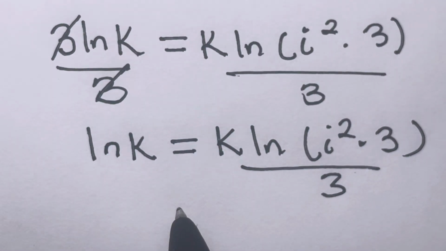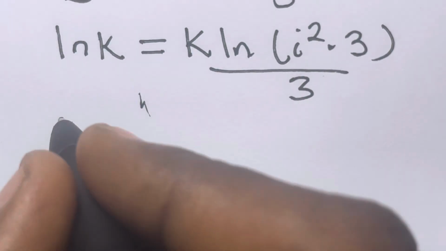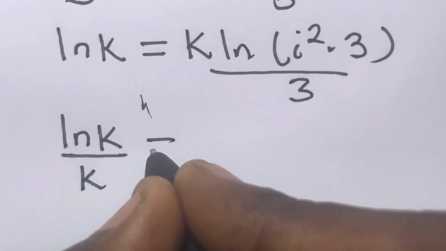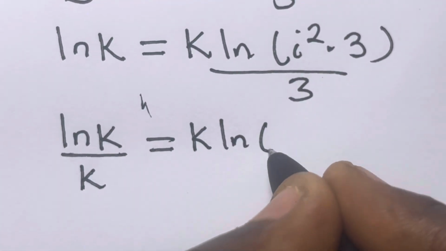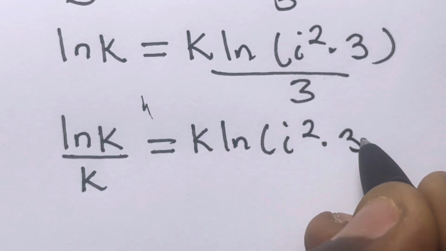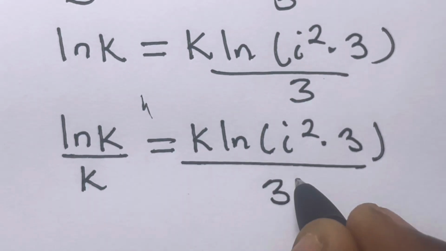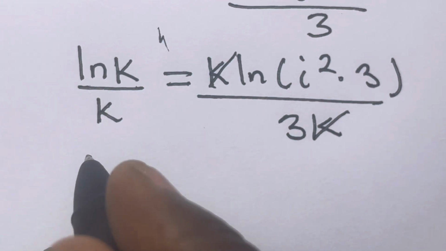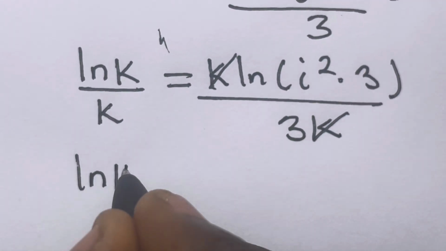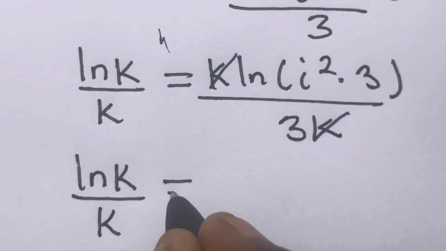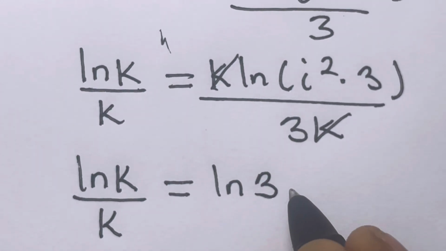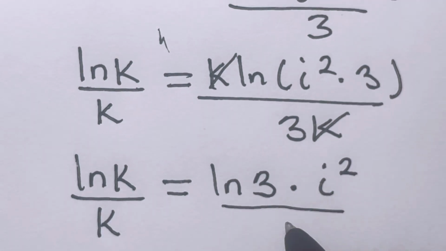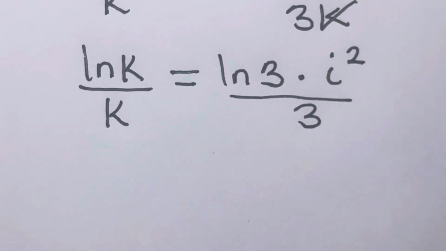Also, we can do something interesting here, so that we divide both sides by k as well. So we'll have ln k divided by k equals k ln of minus 3 divided by 3k. So this k will cancel this, right? So we will have ln k divided by k equals ln 3 multiplied by i squared, divided by 3. So let's note this.